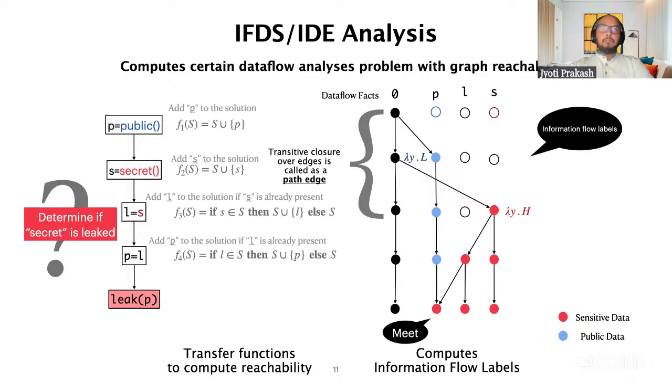There's a special name given to this called a path edge, which is a transitive closure of these edges. And with this path edge, the big thing is that we can compute summary information. So if you have computed this information once, we can reuse it without recomputing the graph reachabilities, and we can store this as summary path edges.